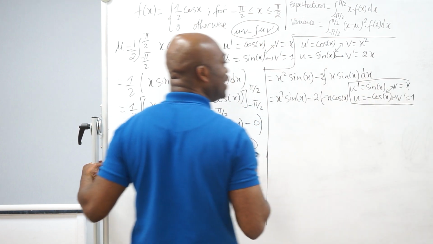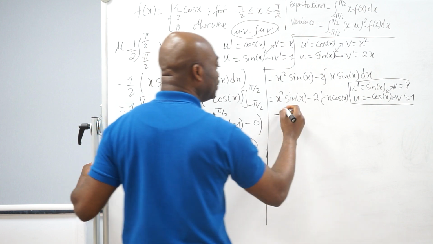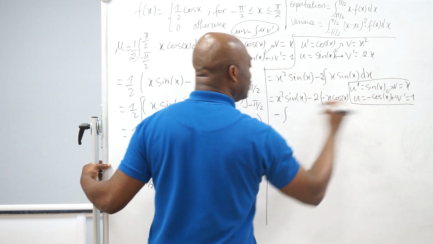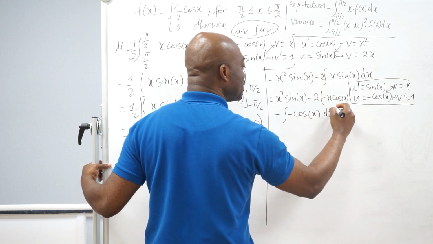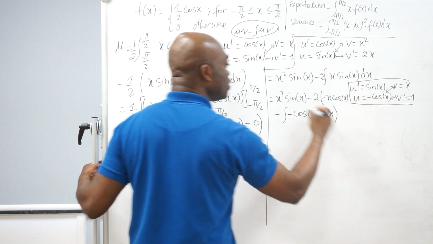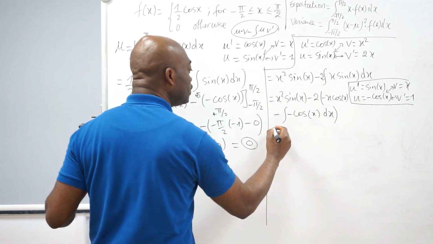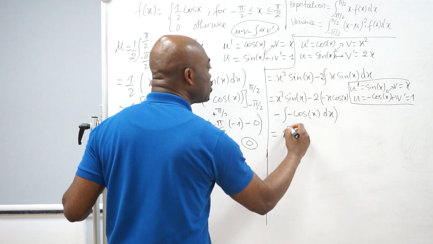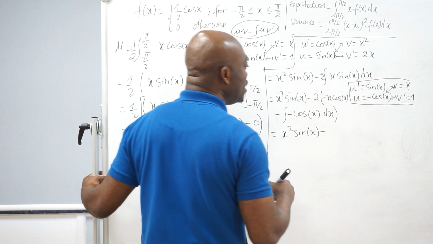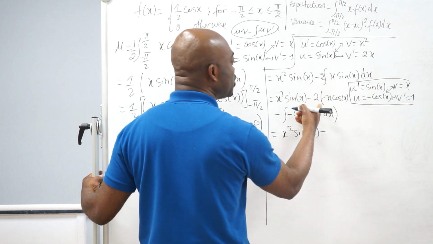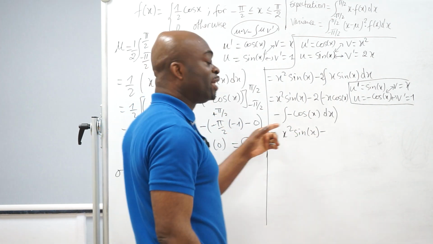And what is happening here? That'll be minus the integral of minus cosine of x dx. So the parenthesis started from here and closes here. So we have x squared sine of x, then minus 2. We have minus 2 here, and then we're multiplying everything else. And also do not forget what's happening to the integral here.